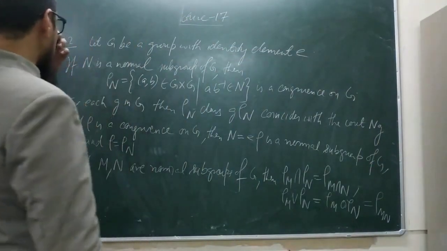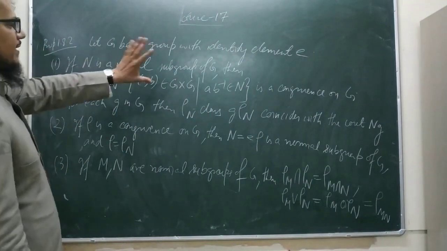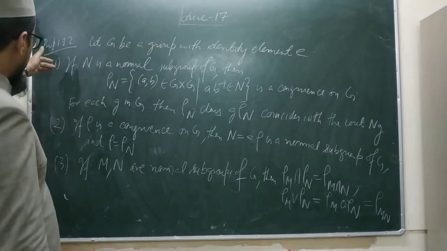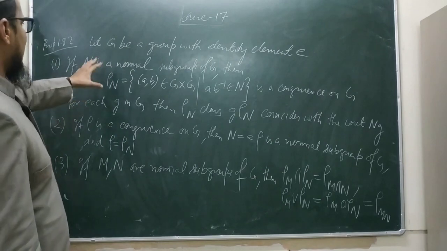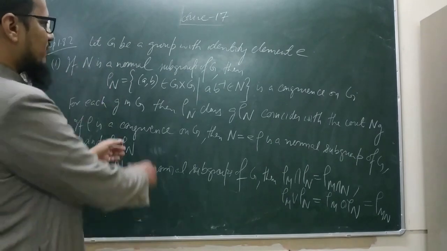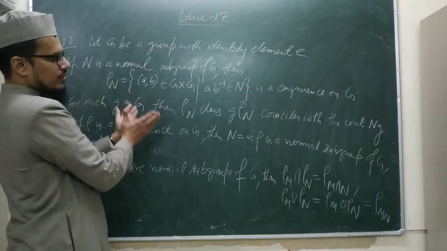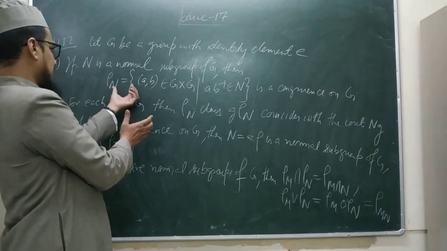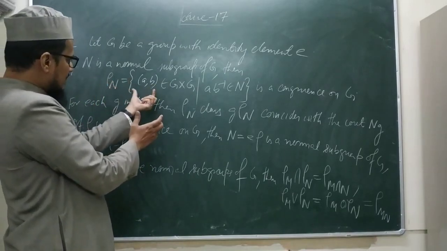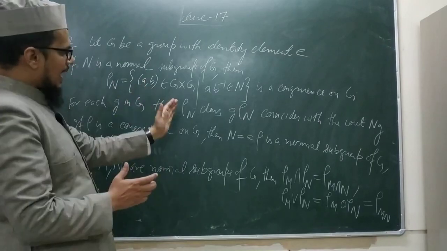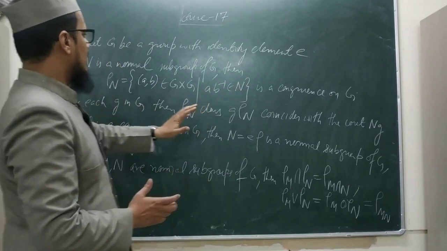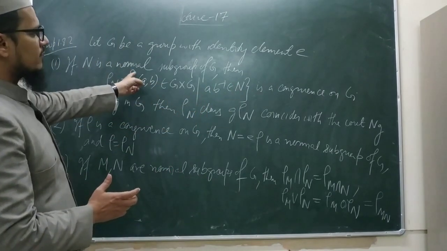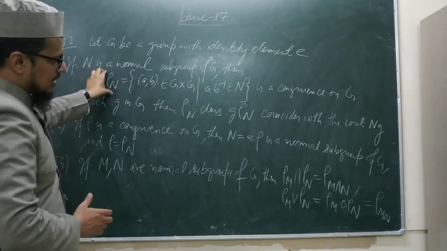So see what is the problem? G is a group with identity element E, correct? Now these are the three parts we have to prove. The first part is what? That if N is a normal subgroup of G, then we have to prove this relation is a congruence on G. What is this relation? It contains those elements (a, b) belonging to G cross G such that ab inverse belongs to N, correct? Where N is what? Normal subgroup of G. So we have to prove that this is a congruence on G.